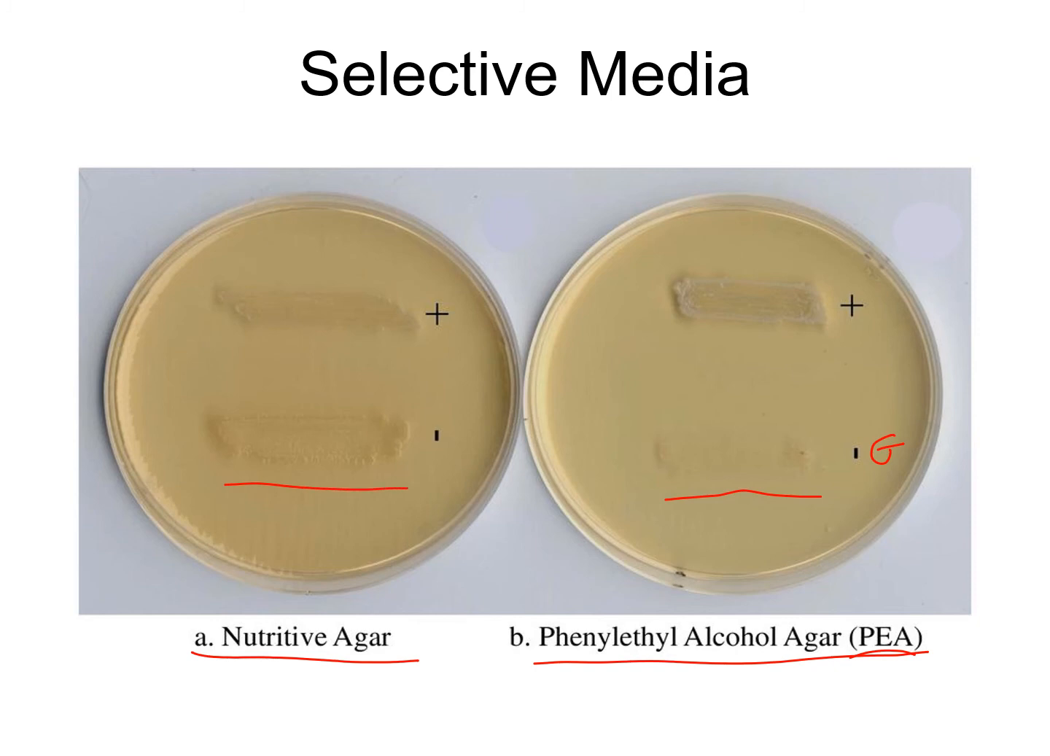And conversely, gram-positives grow well on PEA agar. So this is the amount of growth you see on the PEA, and this is the amount of growth you see on the regular agar. So PEA is a selective media. Gram-negatives won't grow very well, and the gram-positives will.